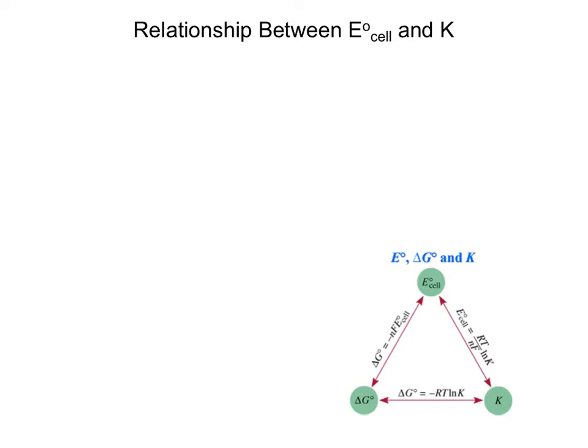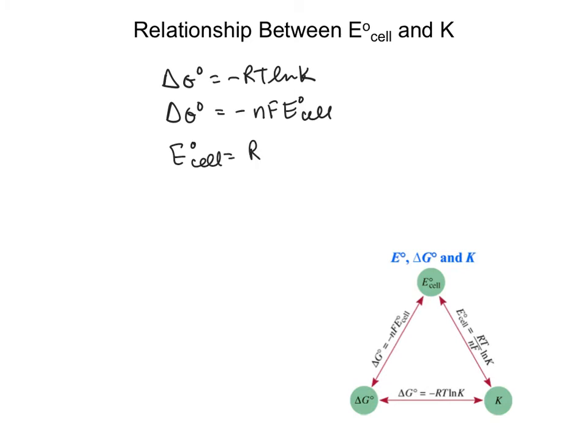Now on this slide, we just looked at the relationship between E cell and delta G. Now we want to know what E cell is to K. What's that relationship? So that one you can start with delta G is equal to negative RT natural log of K, and delta G is negative NF E cell. Put them together, solve for E cell, and that's going to be equal to RT log K divided by NF.